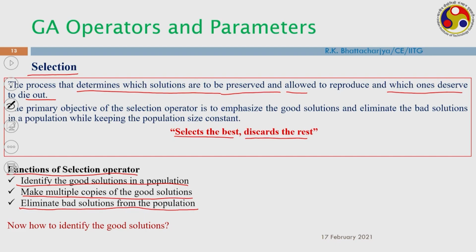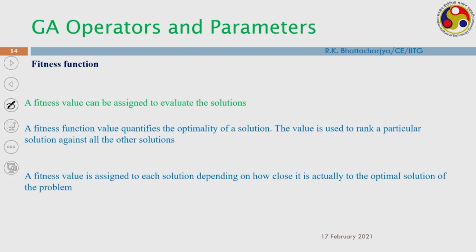Now, how do we identify the good solution? We can identify it using a fitness function. A fitness value can be assigned to evaluate each solution. By looking at that value, you can tell whether the solution is a better solution, an inferior solution, the best solution, or something like that. A fitness function value quantifies the optimality of a solution, and the value is used to rank a particular solution against all other solutions.